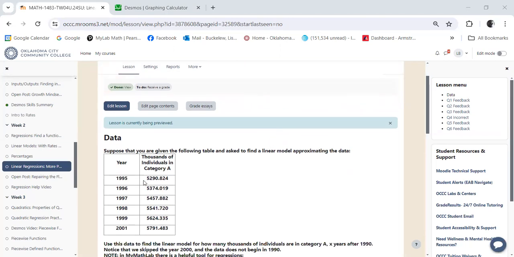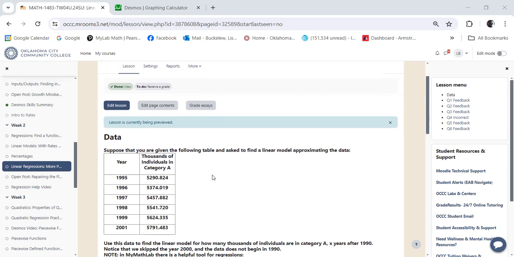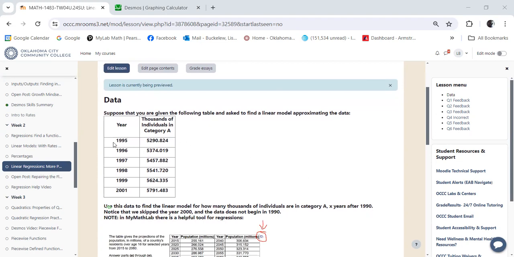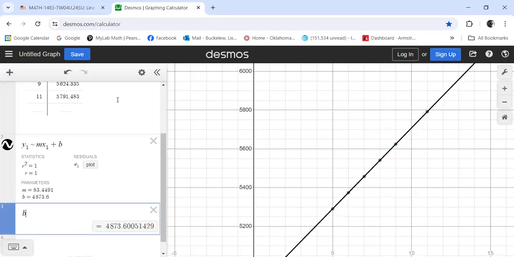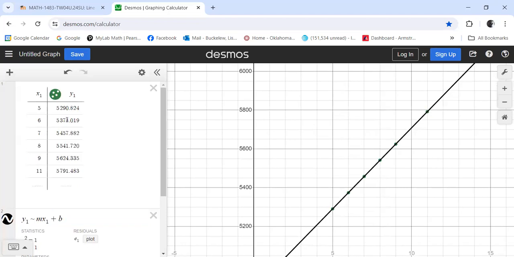If you look here, this is the table that we're being asked to put into Desmos, and it says something about the years after 1990. So that means 1995 would be 5 years. The X values for the left-hand column would be 5, 6, 7, 8, 9, and 11. The Y values would be those numbers that we see there. If you look at the Desmos, I already have that table in there.